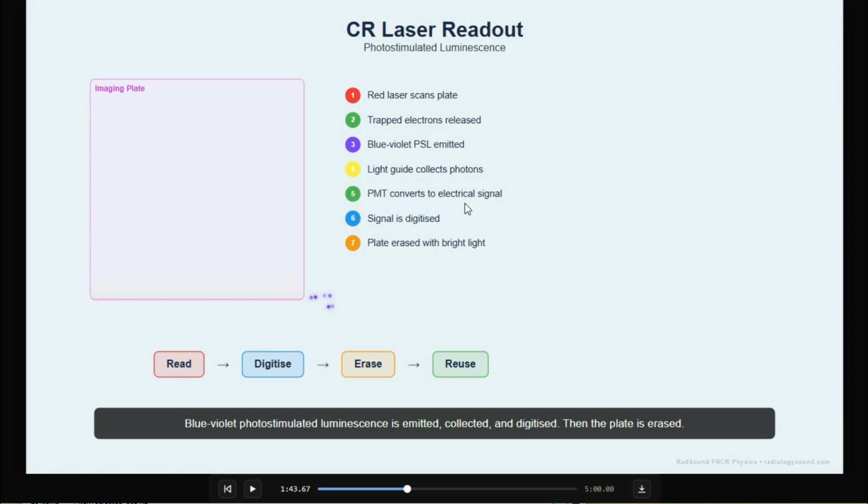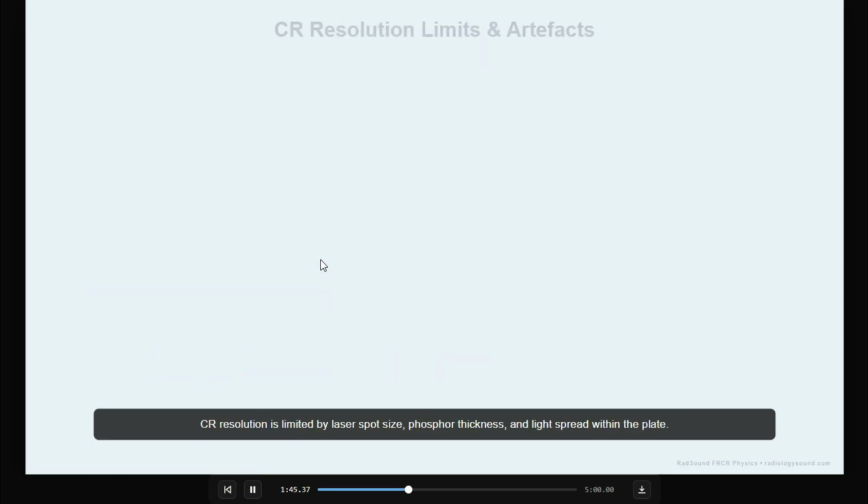In CR, after creating our main image, the plate must be exposed to bright light to erase all the remnants of the latent image for reuse. If something goes wrong here, that will lead to artifact formation. So what are the common limitations of CR?